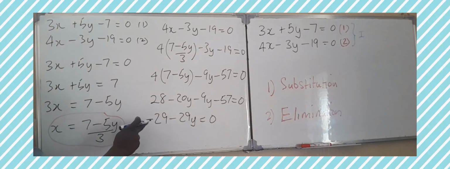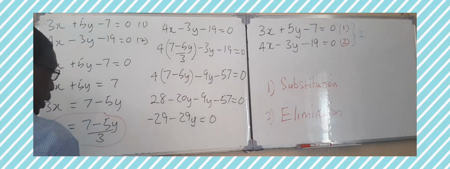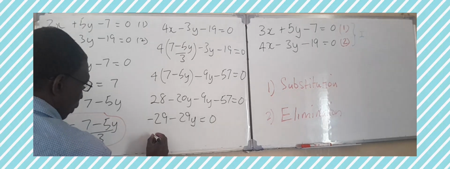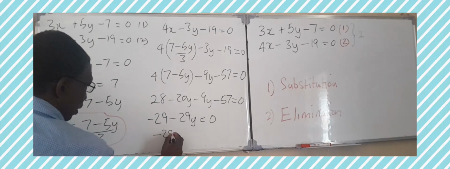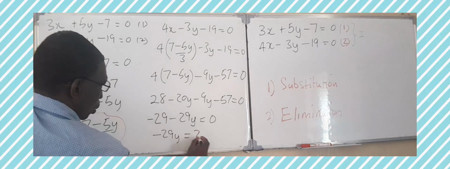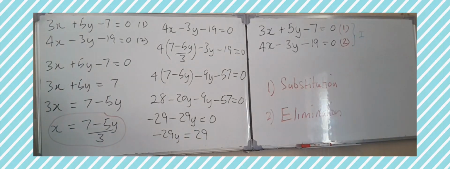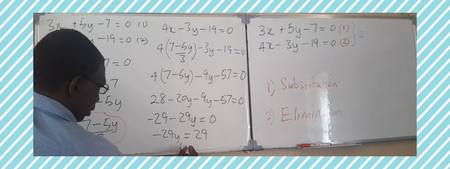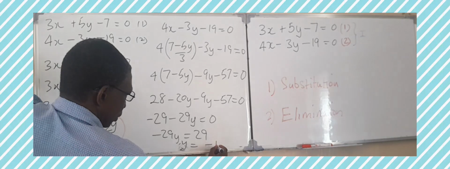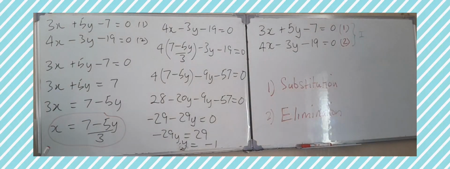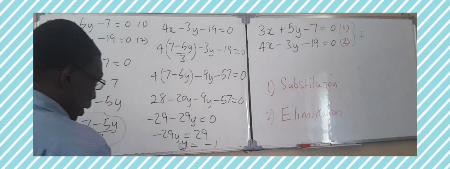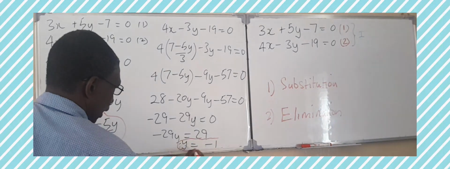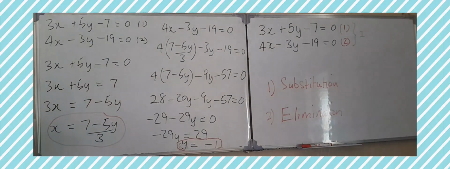Let's take the minus 29 to that side. It becomes positive when it crosses the equal sign. So here on the left hand side, we're left with a minus 29y is equal to 29. Now, if minus 29y is equal to 29, surely y is equal to minus 1. So that's the value of our y. Let's just circle it nicely in red. That's the value of my y.